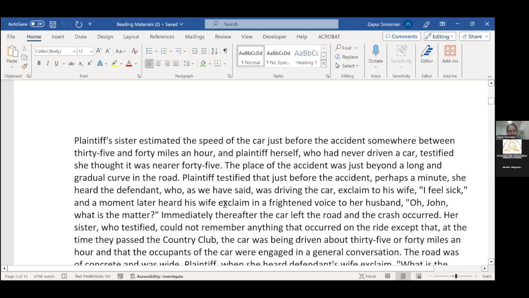Plaintiff testified that just before the accident, perhaps a minute, she heard the defendant, who, as we have said, was driving the car, exclaim to his wife, "I feel sick." And a moment later, heard his wife exclaim in a frightened voice to her husband, "Oh, John, what is the matter?"